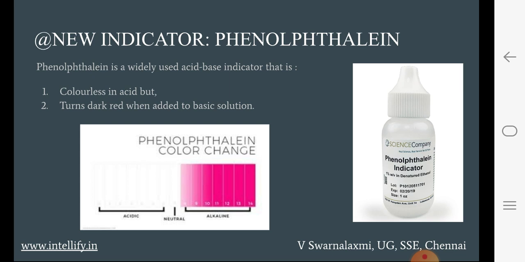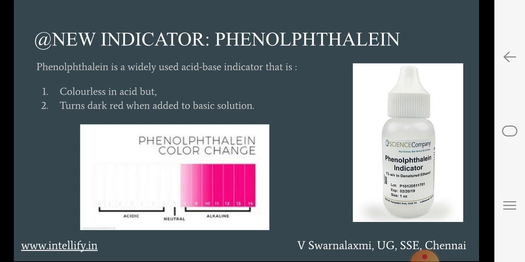So, before again going on to the topic of neutralization, we have a very interesting thing to notice about. That is the indicator phenolphthalein. Phenolphthalein is just similar to other indicators like litmus, turmeric and China rose. It's an organic indicator which is used to distinguish between acids and bases.